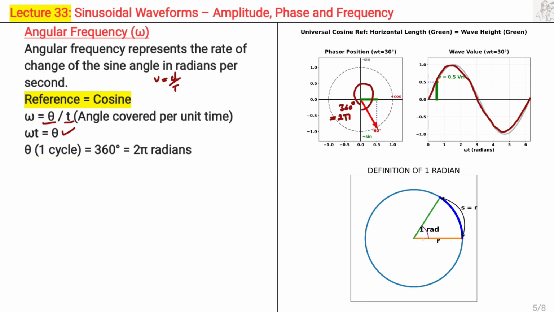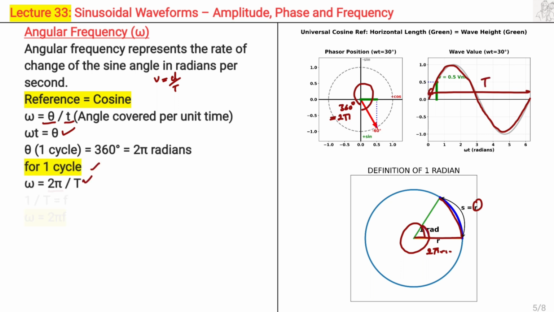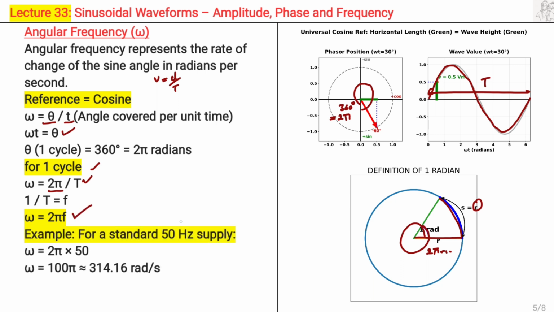So what is a radian? If we have the radius of the circle as r, and the rotating vector covers this much distance, which is also equal to r, then the angle is simply equal to 1 radian. So the complete 360 degree angle is equal to 2 pi radians. From here, we can see that for one cycle, the angle covered is 2 pi radians, and the time is simply the time period of the cycle, that is capital T. So 2 pi by T, and 1 by T is f, therefore omega is simply equal to 2 pi f. From here, we can find the angular velocity of the standard 50 Hz supply, which comes out to be 2 pi into 50, that is 314.16 radians per second.